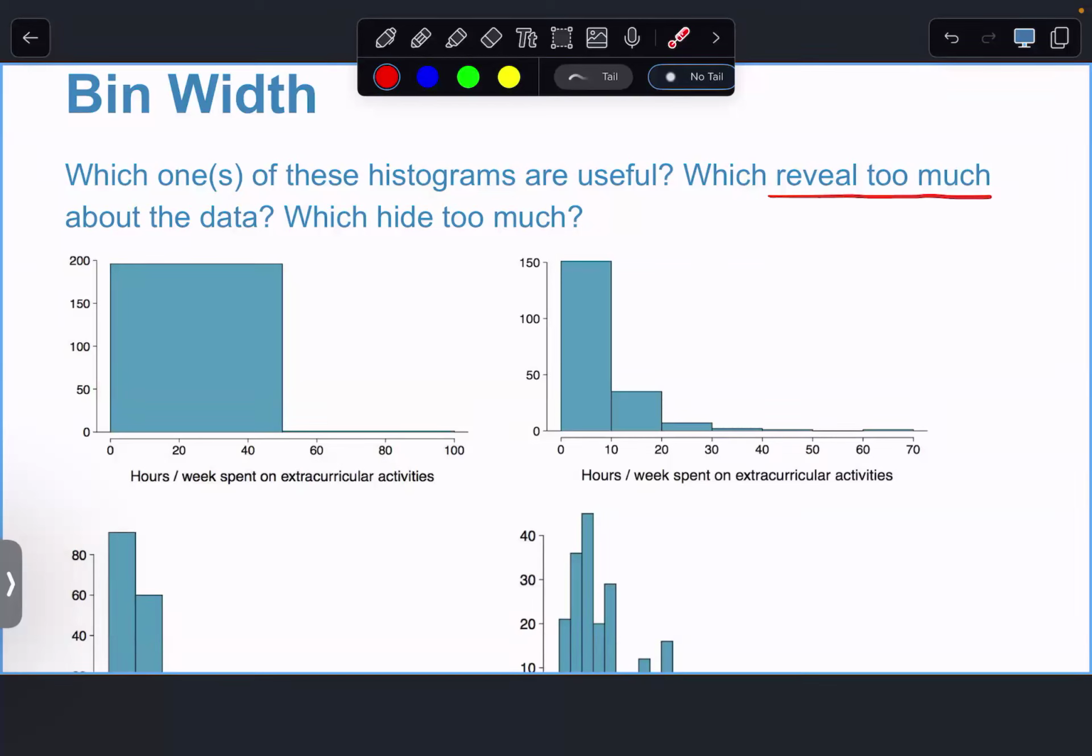What's the bin width? We move across this way. I'll zoom in a little bit so we can see. 0 to 10, 10 to 20. I'm gonna call the bin width 10. That looks good to me. I'm happy with that, right?